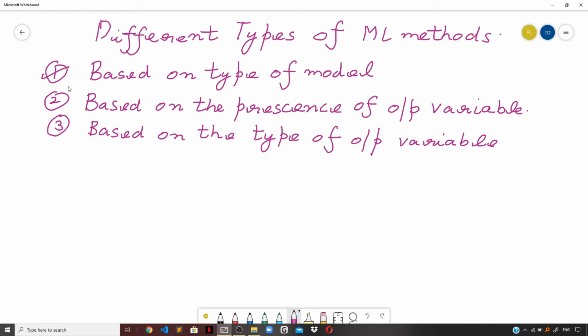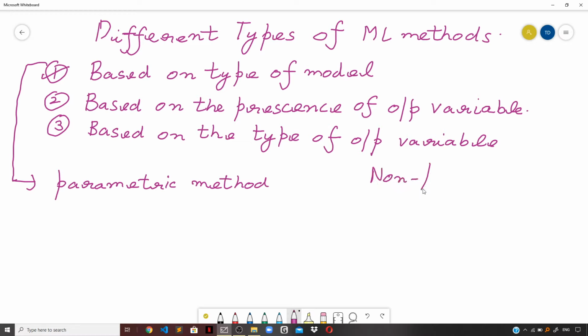Now we have two types of methods that come under this. So under the number one point come two methods. One is parametric method. And the second one is non-parametric method. And this is also known as instance-based method. So instance or observation-based method.